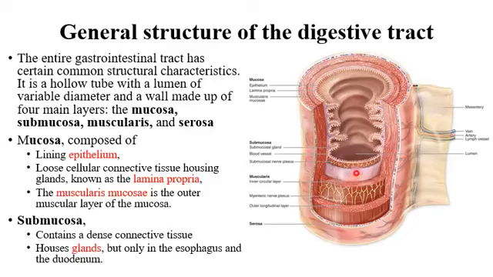The submucosa is composed of dense connective tissue, with larger blood vessels and lymphatics. It contains the submucosal plexus of the autonomic nervous system. In certain locations, the submucosa has glands or aggregates of lymphoid tissue.